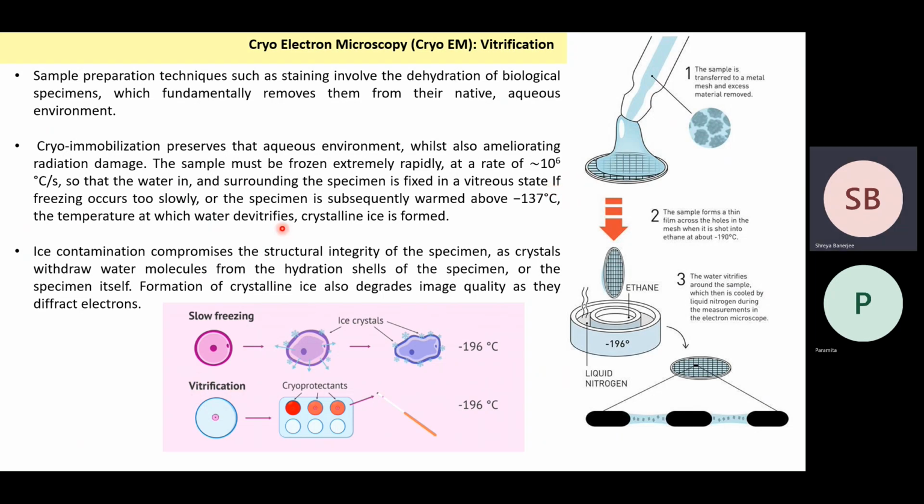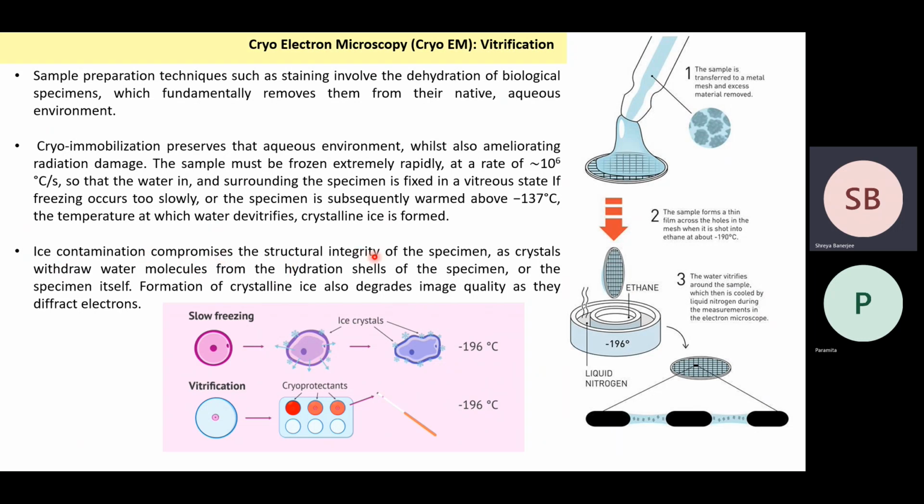So if the freezing occurs too slowly, or if the specimen is warmed above minus 137 degrees Celsius, then crystalline ice is formed and the cell is completely deformed. So normally a temperature of around minus 196 degrees Celsius is used, either with liquid nitrogen or liquid propane or ethane, so that the ice crystals do not form. Rather, the water is frozen exactly in the same conformation as is present in the native state.